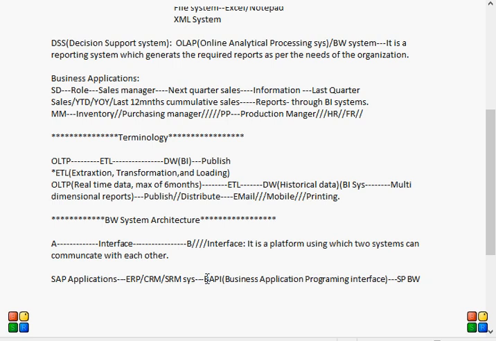So what is the interface? SAP Business Application Programming Interface, which we use to move that particular data from different applications into our business warehouse system.